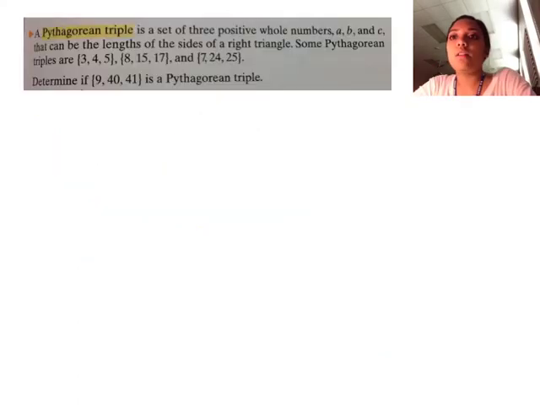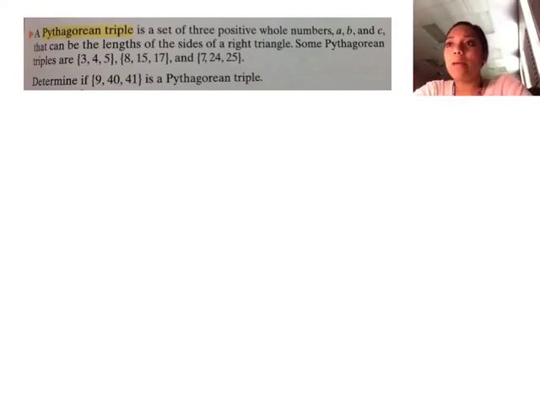All right. Last one. So a Pythagorean triple is a set of three positive whole numbers, A, B, and C, that can be the lengths of the sides of a right triangle. Some Pythagorean triples are 3, 4, 5; 8, 15, 17; 7, 24, 25. The most common one you're going to hear is 3, 4, 5. To determine if 9, 40, and 41 is a Pythagorean triple, that means does the Pythagorean theorem work on those three numbers? The only way to find out is to plug it in.